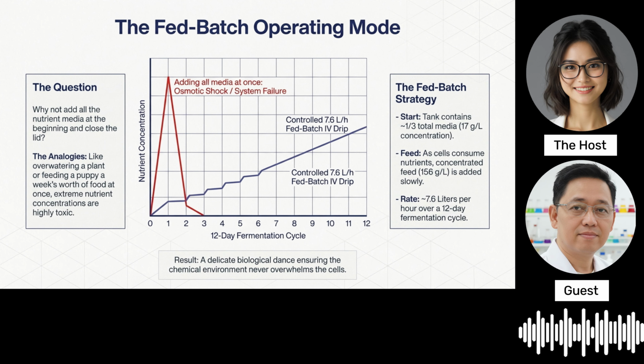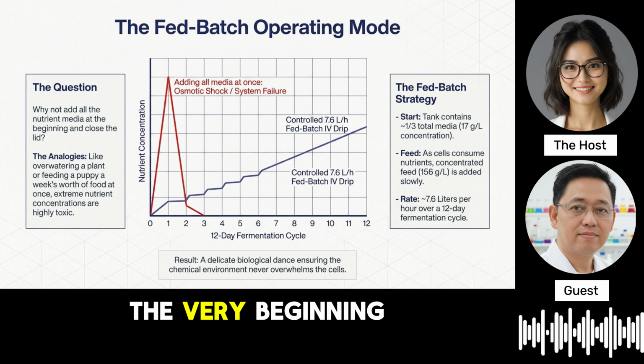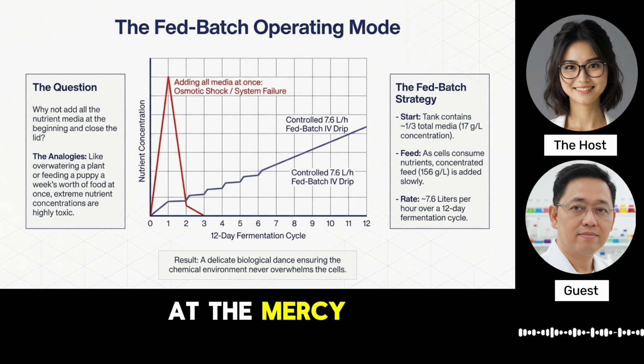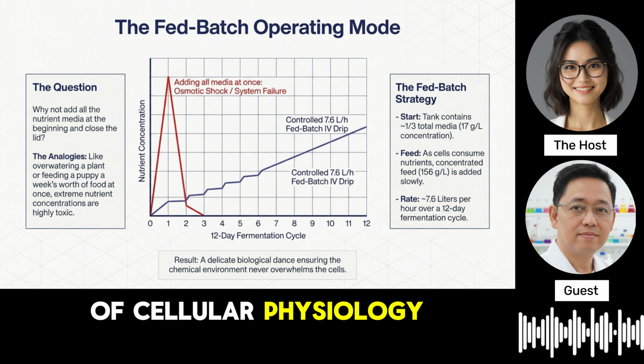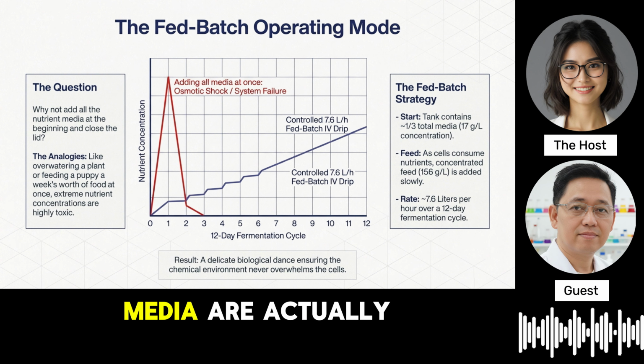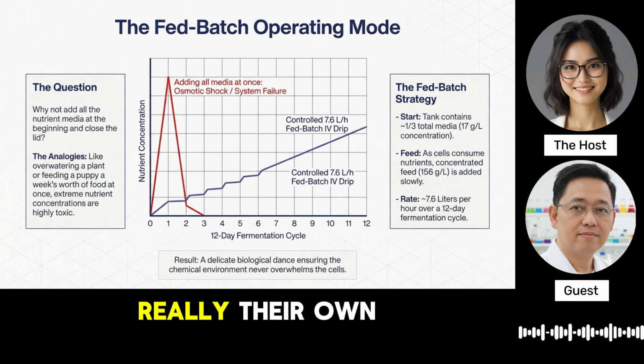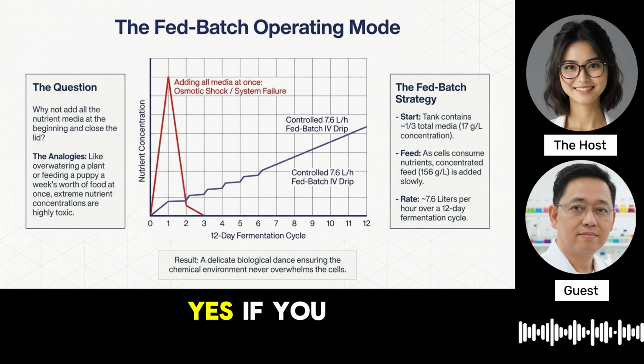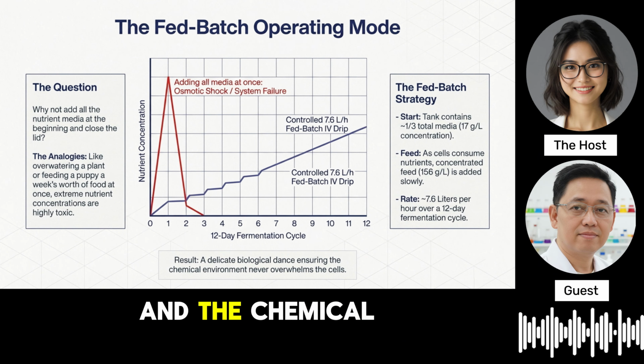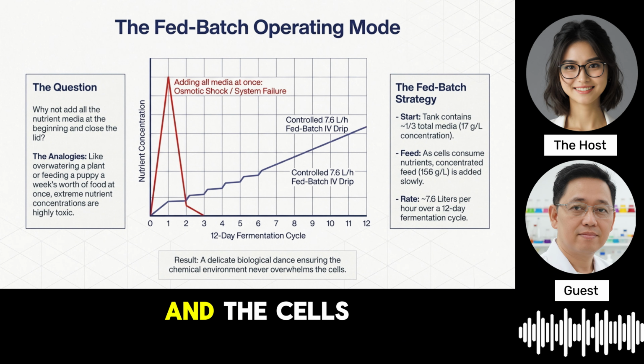Why not just dump all the nutrient media into the tank at the very beginning, close the lid, and save everyone some time? Again, we are at the mercy of cellular physiology. High concentrations of the nutrient media are actually toxic to the cells. Really? Their own food is toxic? Yes. If you put 100% of their food in the tank on day one, the osmotic pressure and the chemical environment become overwhelming and the cells will die.